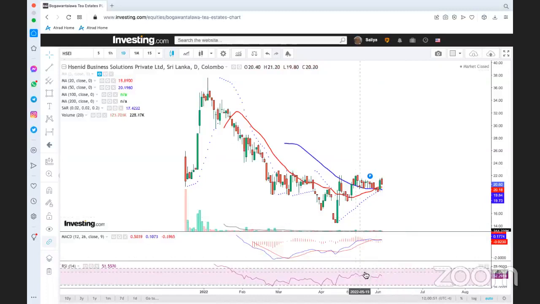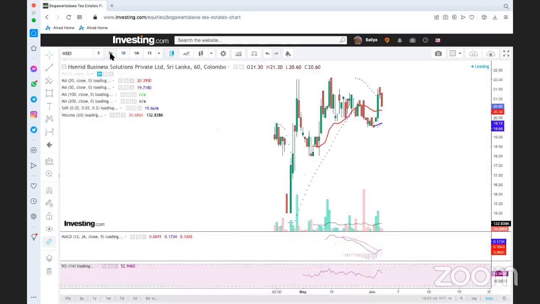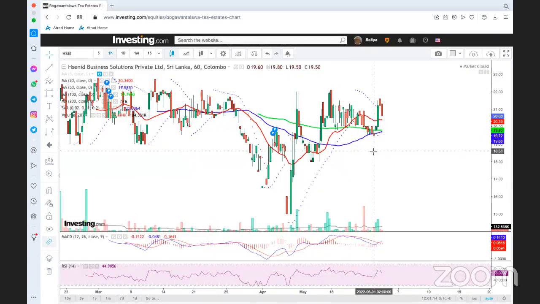But then you need to be mindful of the other indicators, right? So PSAR is below, MACD is above the center line and trying to test or break above the signal line. RSI is above 52 points. If you go to the 1 hour chart, that is more prominent or more bullish, right? There we will be using only the 5 and the 20.